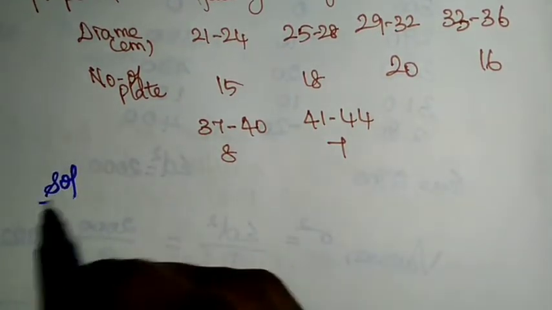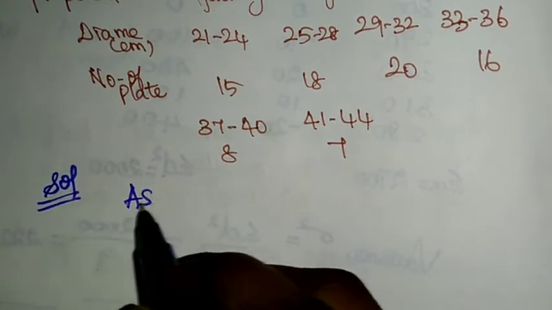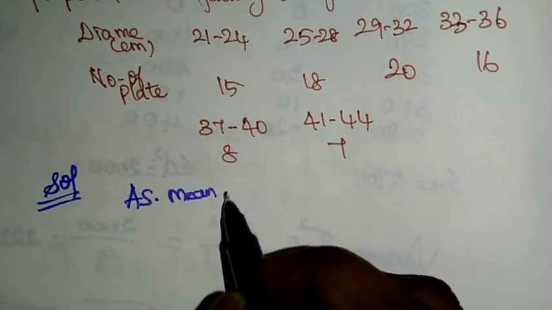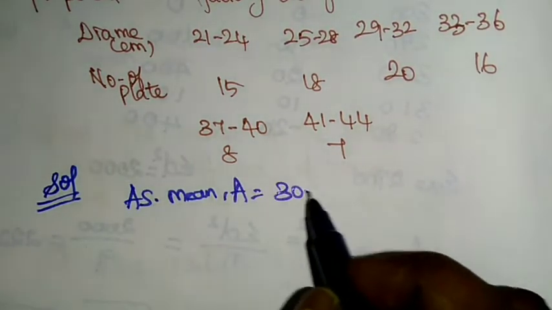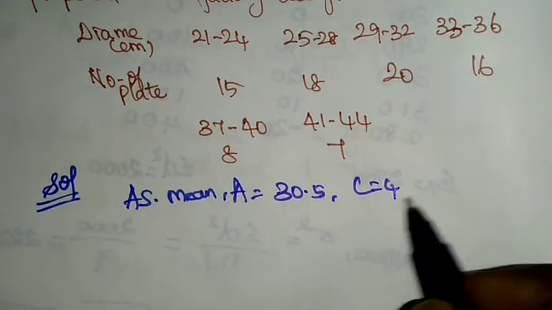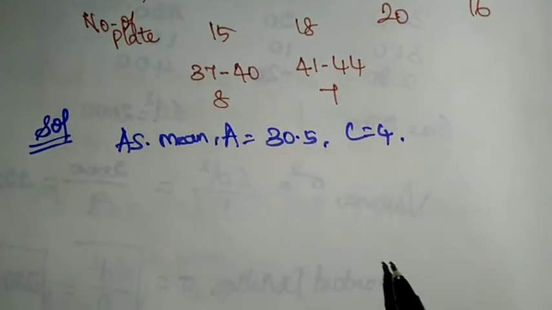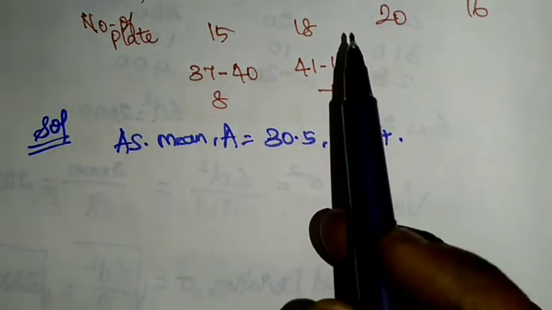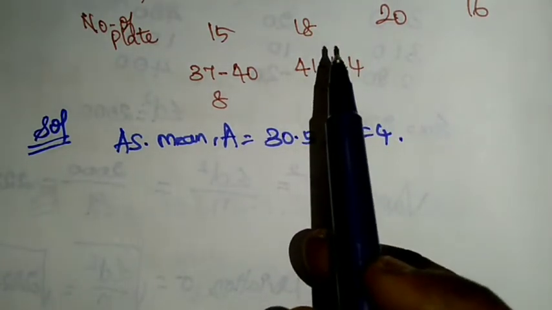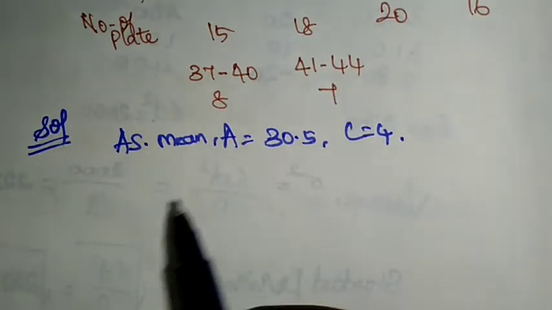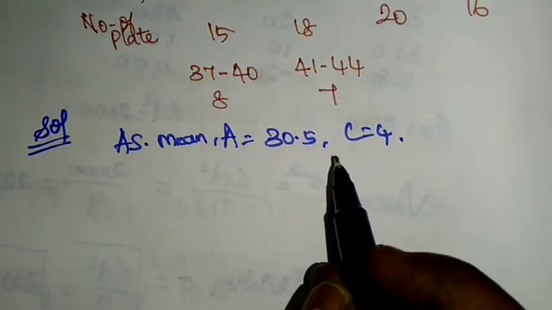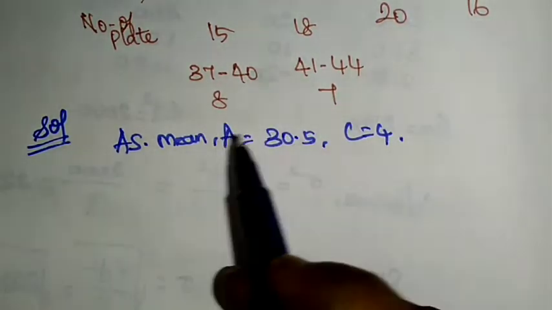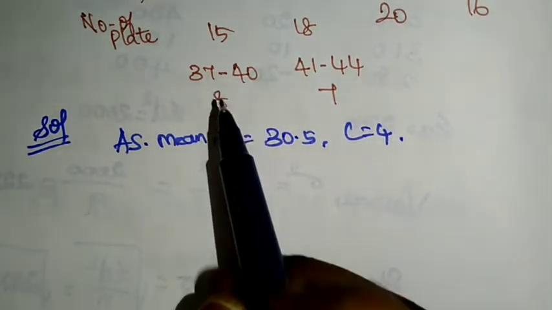Okay, here the solution. Here the assumed mean A is equal to 30.5 and C is equal to 4. This assumed mean is taken from the middle value of the given range of the diameters. C is the common difference between the diameters.